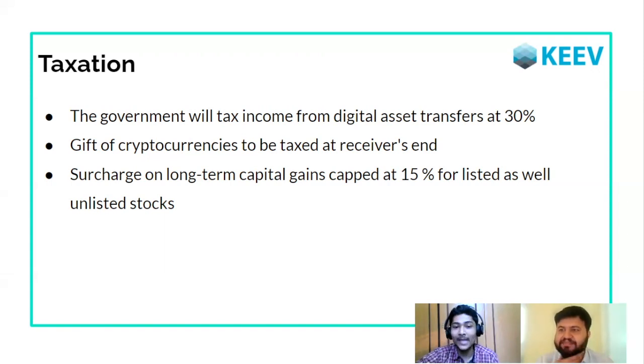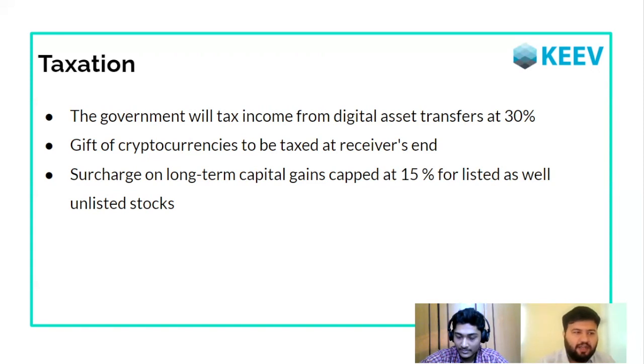Surcharge on long-term capital gains capped at 15% for listed as well as unlisted stocks. तो इसको थोड़ा ह्यूमन लैंग्वेज में कन्वर्ट करते हैं ना. So listed companies, listed stocks तो पता है सबको, right? Startups के जो stocks होते हैं वो listed नहीं होते, वो unlisted stocks होते हैं, right?